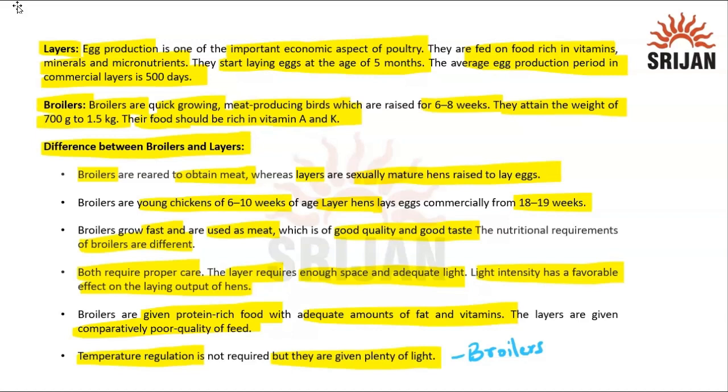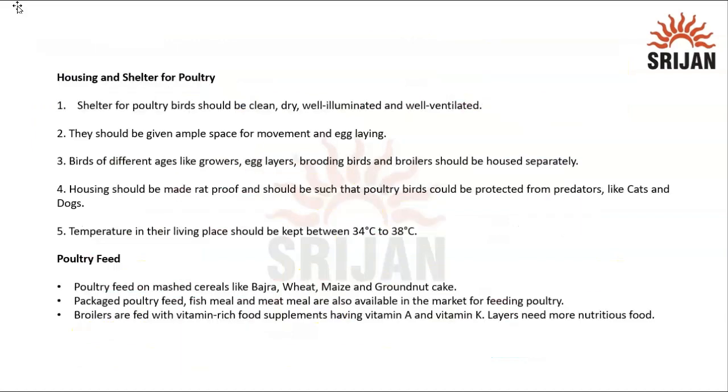So this is how you can understand the difference between broilers and layers. Now, if I talk about the housing and shelter for poultry, there are certain ways you have to take care of their management. The shelter should be clean, dry, well illuminated and well ventilated. You have to have enough space for movement and egg laying as well. You will find different ages like growers, egg layers, brooding birds, and broilers. They should be housed separately in the shelter so that they don't get mixed with each other.